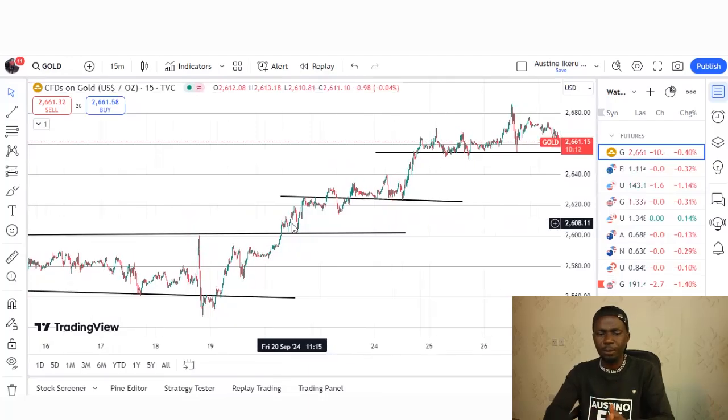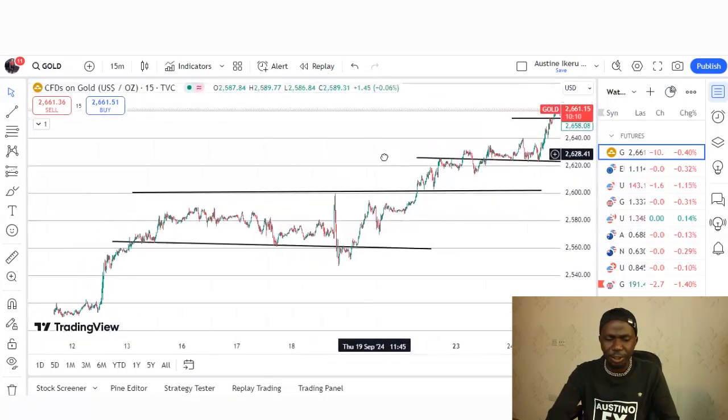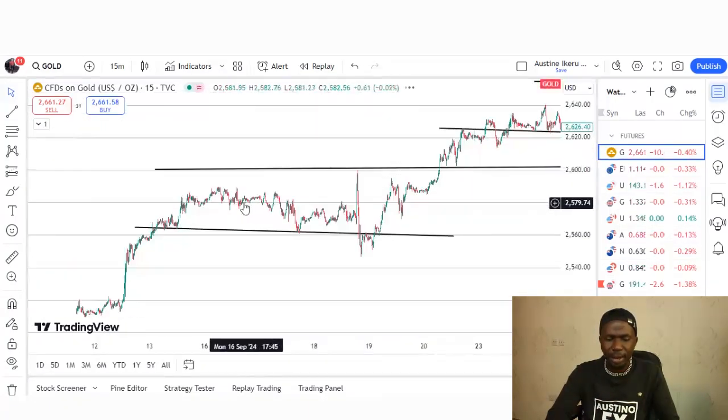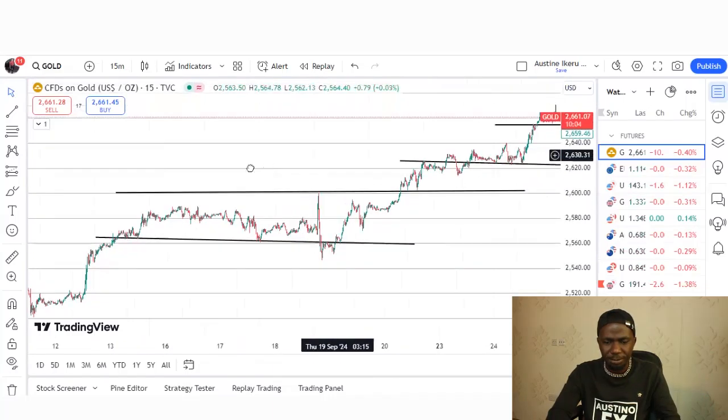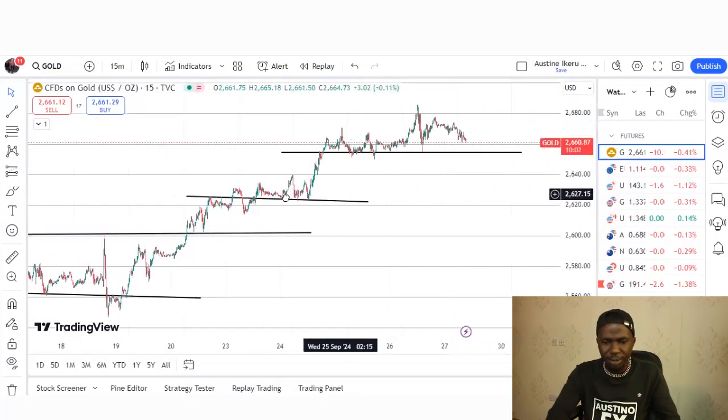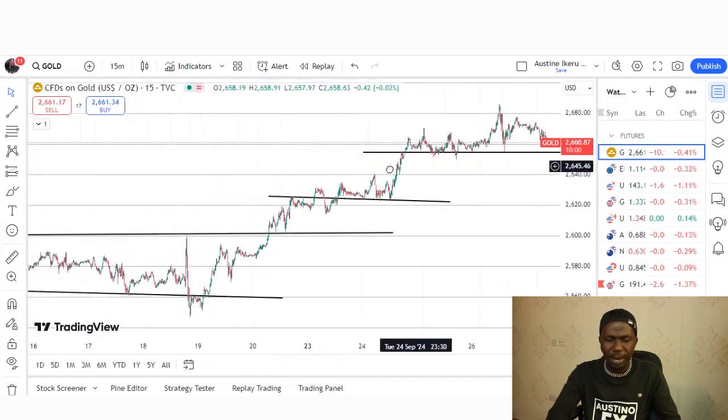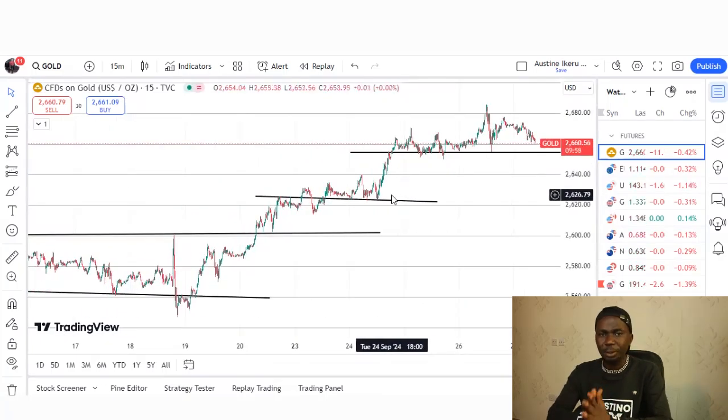This is what we call trend following. You trade only in the direction of the trend. So for the fact that the price is going up, you wait for a pullback. So these are the pullbacks where you take your buy trade. These are the pullbacks where you take your buy trade, and these are the pullbacks where you take your buy trade. So as a trend follower, you only trade in the direction of the trend.